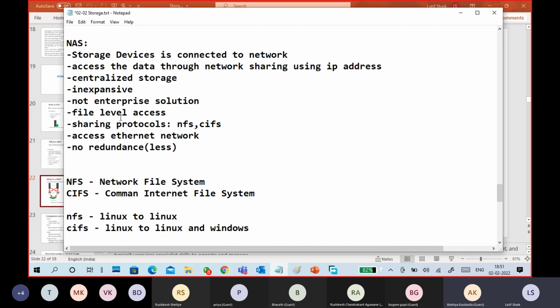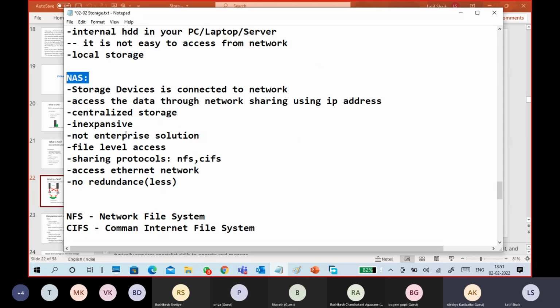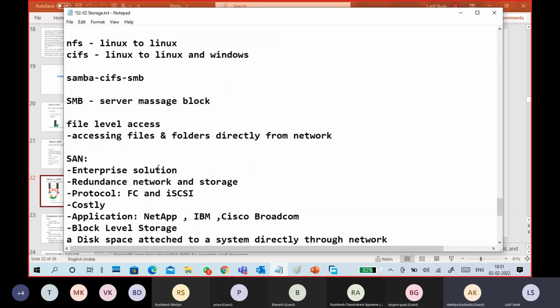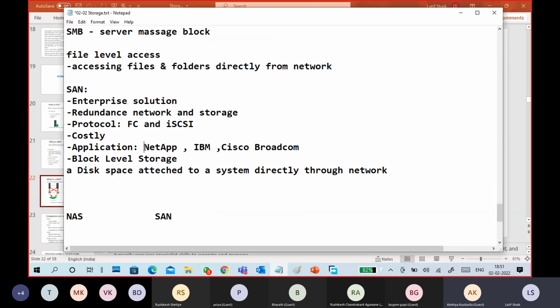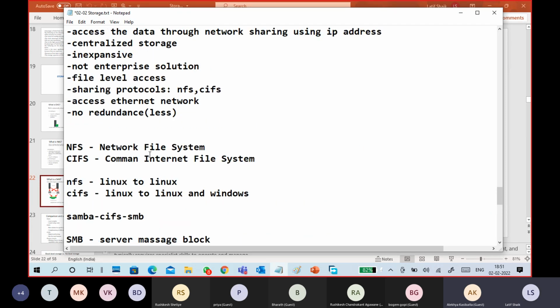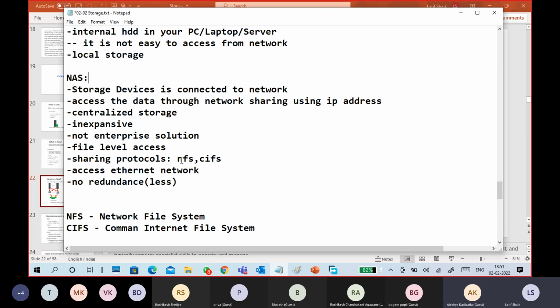And NAS maintenance is very easy. A normal user can maintain a NAS. But for SAN maintenance, we need special applications or appliances to manage it.